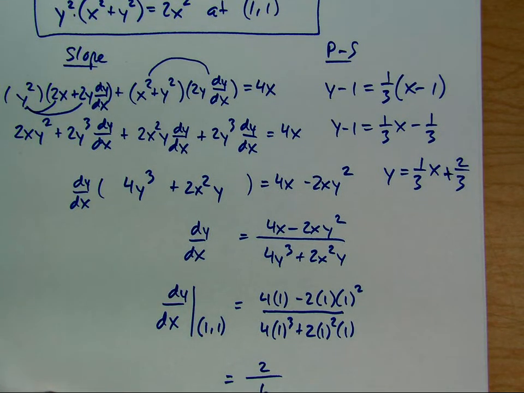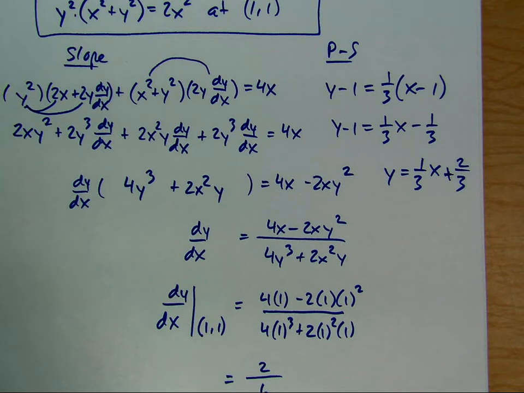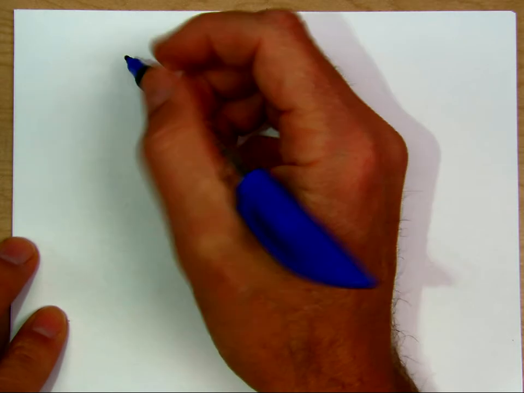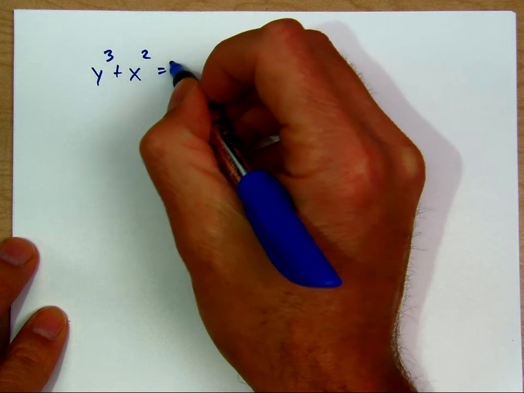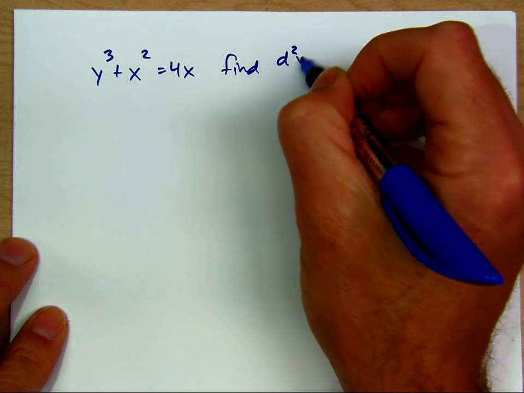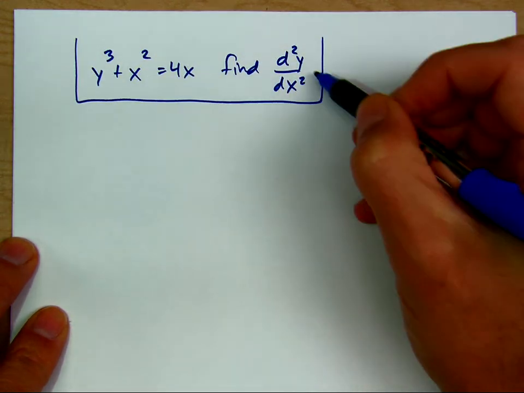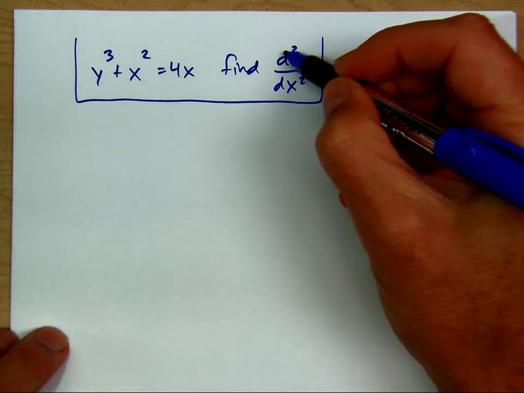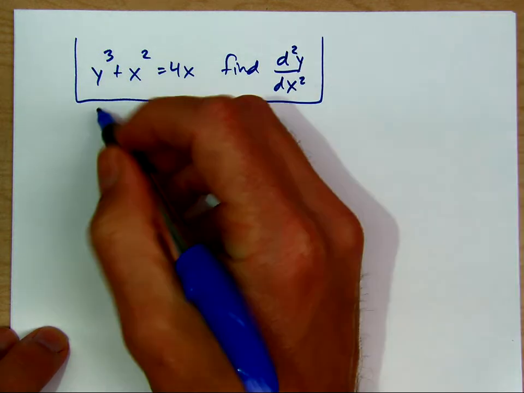Okay, there's just one more thing we have to do that has a little extra step in it, and that's finding the second derivative. So that's how we write the second derivative. There's a 2 on the d and then 2 on the x. So let's start by finding the first derivative.